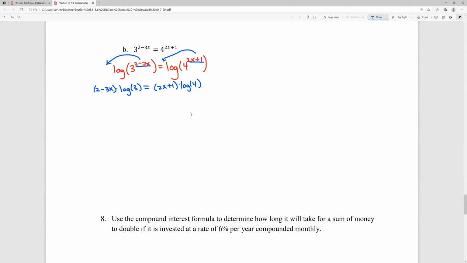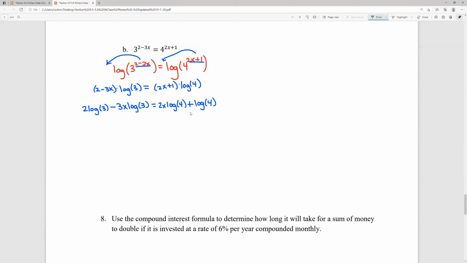We want to distribute these because we still have to somehow get the x's all on the same side. So this is just like a number. Log 3 is a number. So we're going to distribute it to both of these. That ends up being 2 log 3 minus 3x log 3. You can't multiply the 3 times the 3. Remember that's outside of a log, and this is inside of a log. So we're just writing them side by side. This would be 2x times log 4. And then we have 1 times log 4, which would just be log 4.